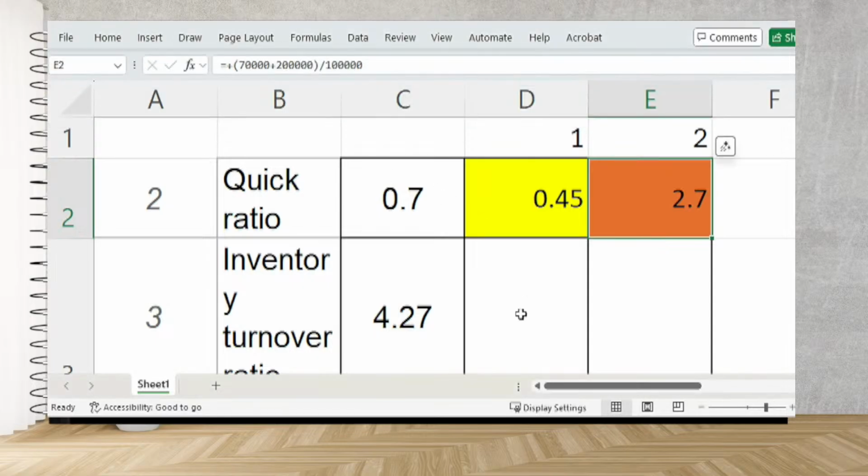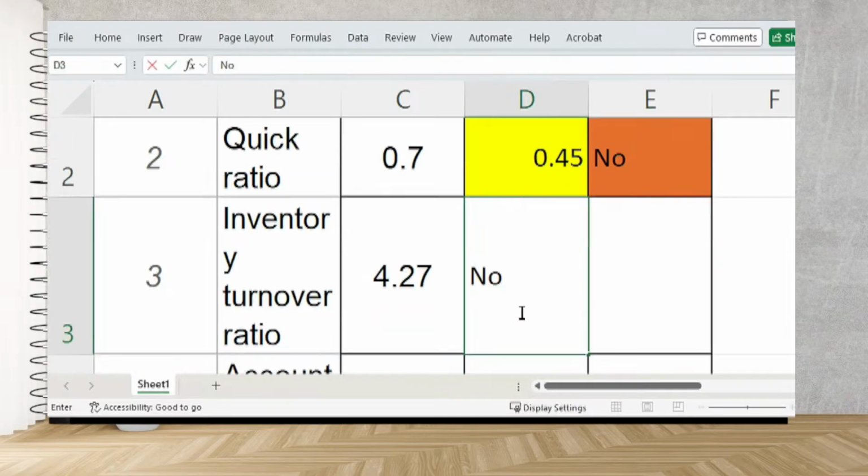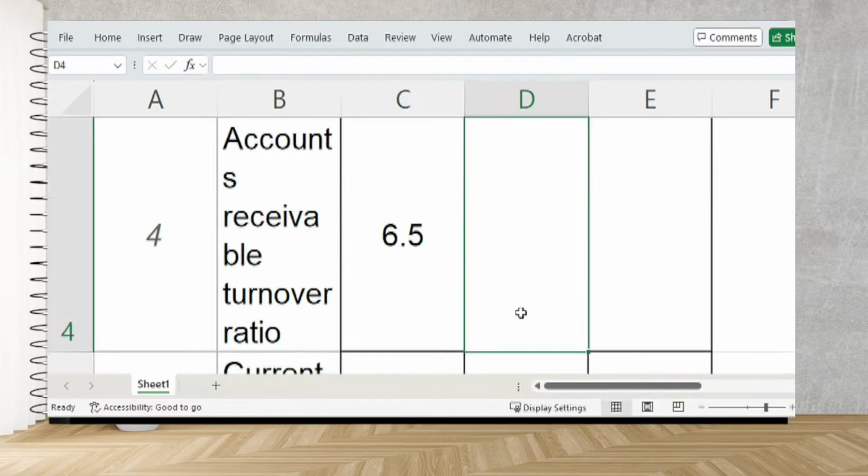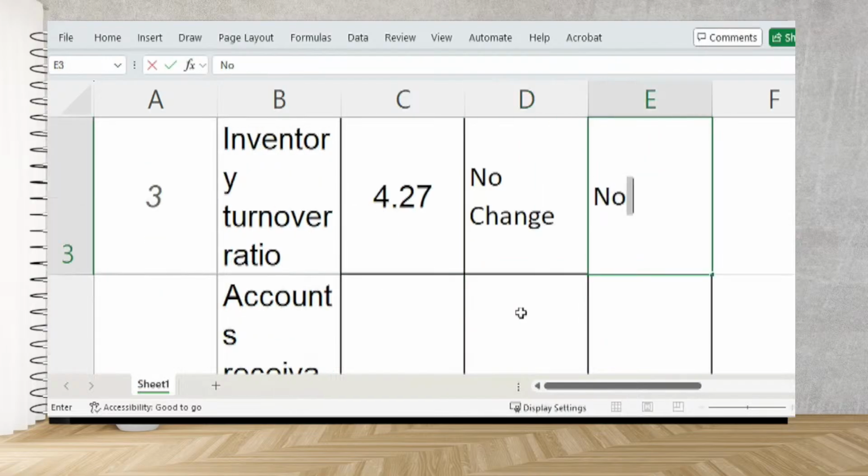Inventory turnover. In inventory turnover, we are using the inventory and the cost of goods sold for calculation of the ratio. There is no impact because of sales, account receivable or the cash. So that's why there is no change. No change. Same here.